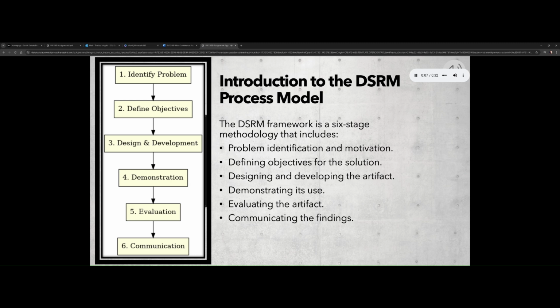So this framework includes 6 stages, starting from identifying the problem, defining solution objectives, designing and developing the artifacts, demonstrating its use, evaluating the artifacts, and the last one is communicating the findings. I will walk you through each stage as applied to my research.